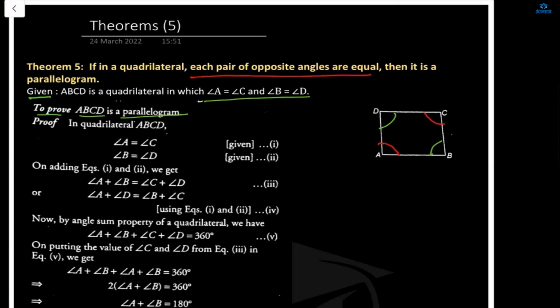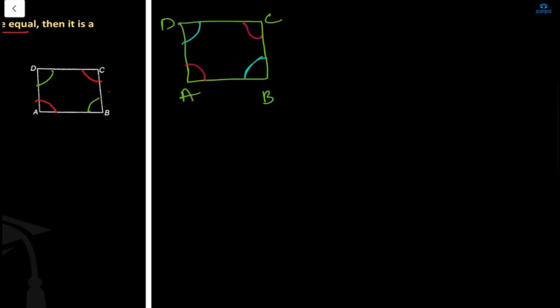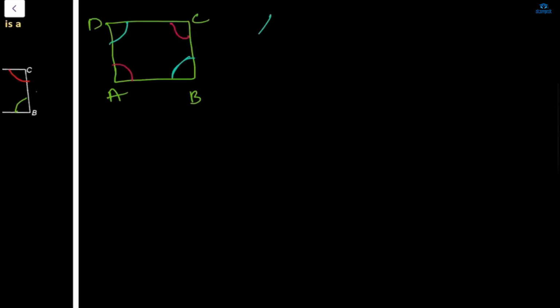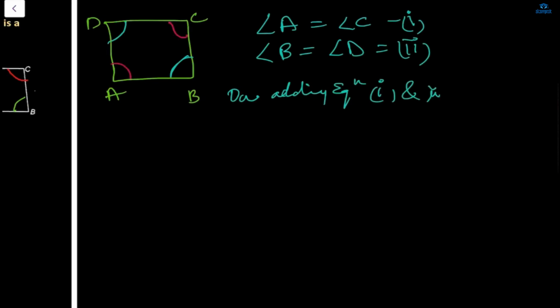Now it's given that angle A is equal to angle C, and angle B is equal to angle D. If you add both equations, what you will get is angle A plus angle B is equal to angle C plus angle D, on adding the first and second equations. Angle A and angle B will be added on one side, and angle C and angle D on the other. So you can take this as the third equation.